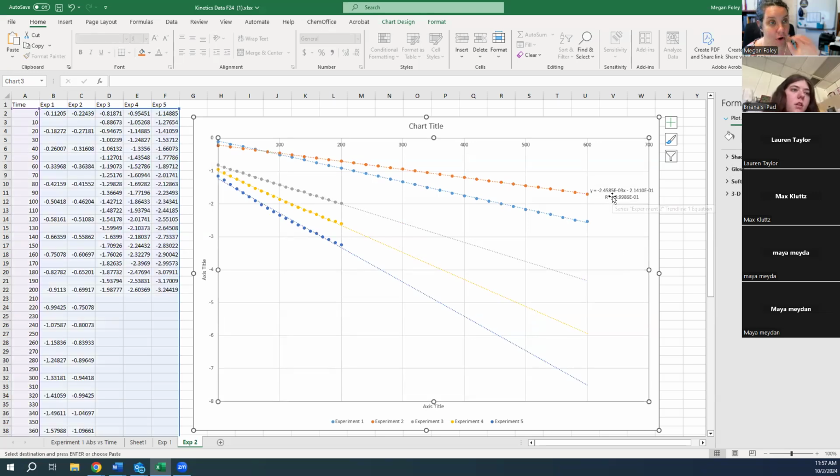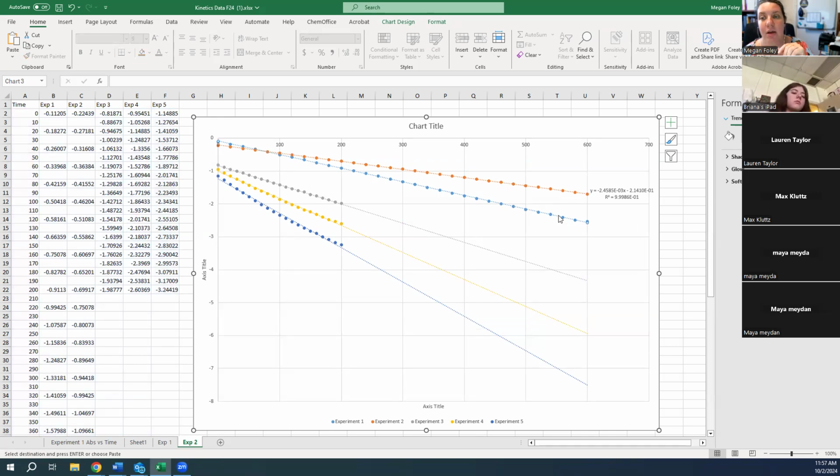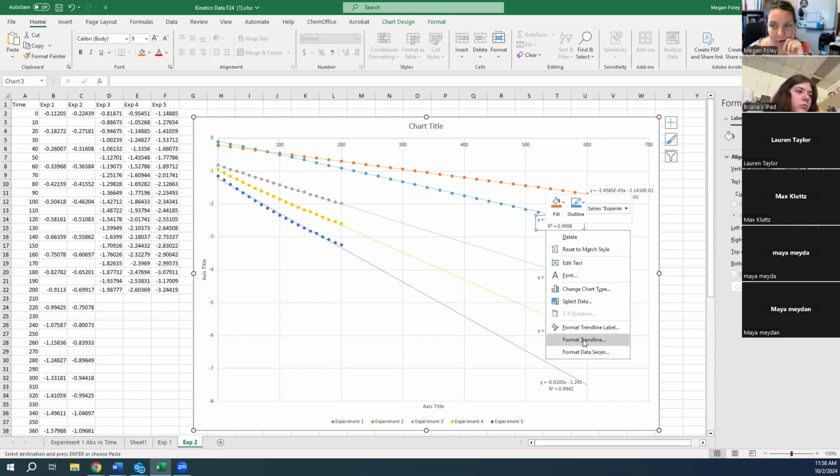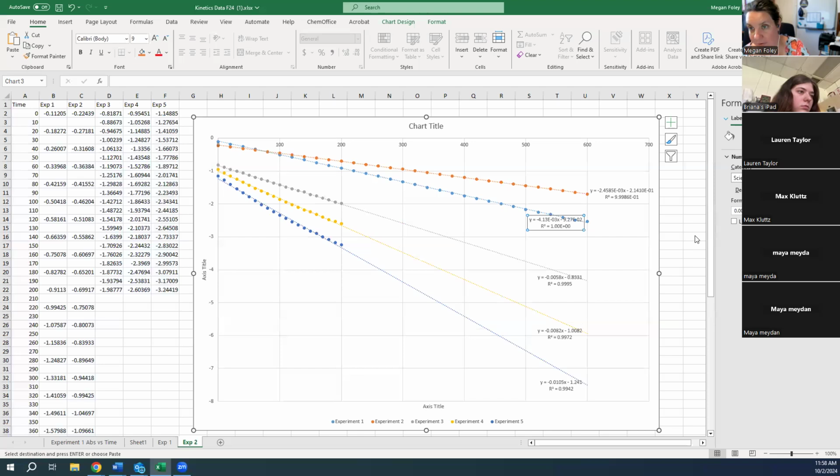So you're going to do that for all 5 of your lines. Click on the trend line, format the trend line, display equation, display R squared value, and then convert them all into scientific notation with 4 decimal places.